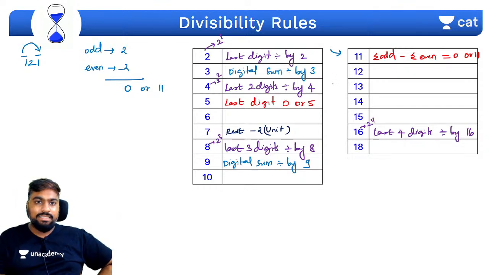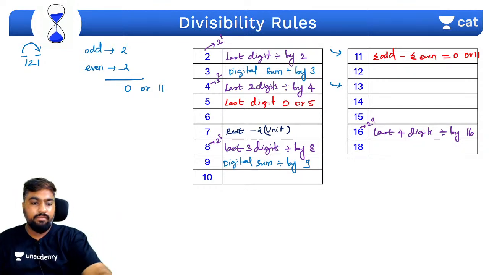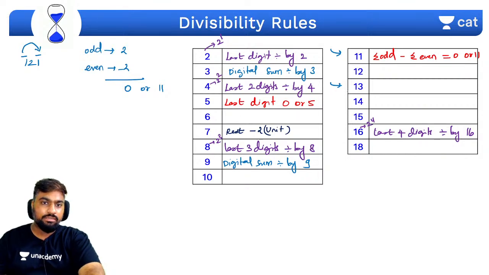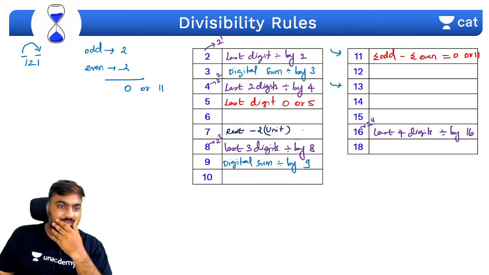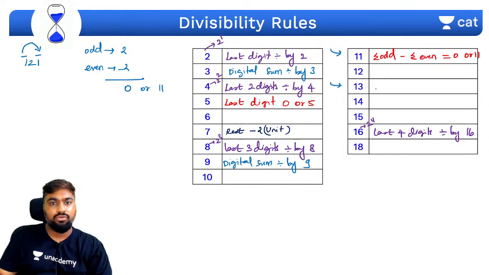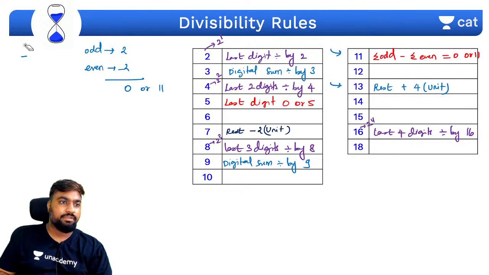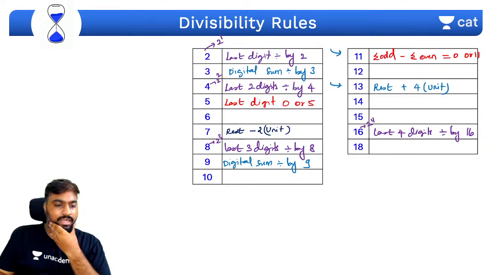Now the next term is 13. 13 works very similar to 7. 13 and 7 are very similar. In 7 you do rest minus double of unit. In 13 you do rest plus 4 times the unit. For example, we have some more example problems. Don't worry, this is only to get ourselves started.